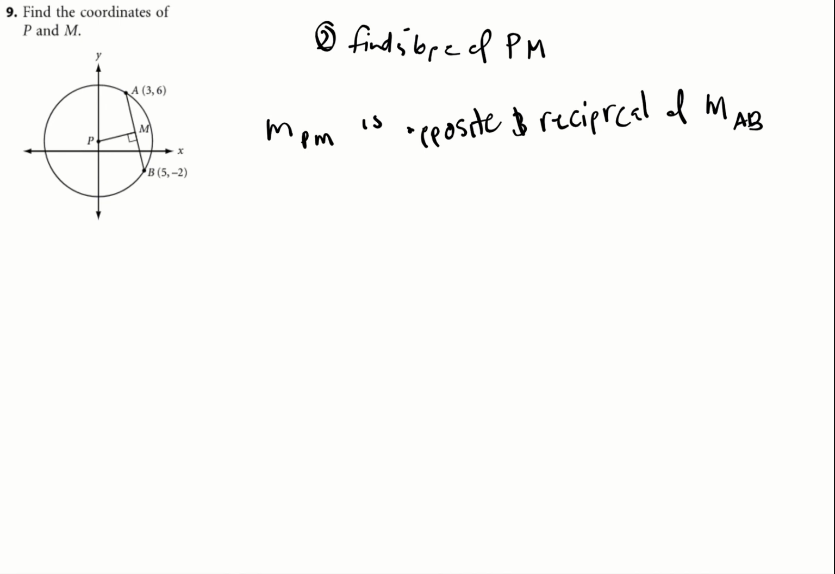If you take a look at the slope that we had before, that slope was negative. The slope of our line PM has to be positive. Reciprocal, instead of 4 over 1, is going to be 1/4. So now we have the slope of line PM, and we also have the coordinates of point M. So we have the slope and the point. We're going to use those two bits of information to figure out the coordinates of point P.